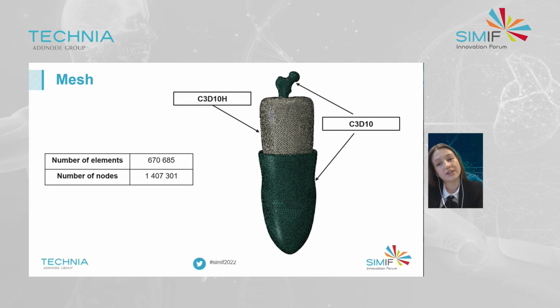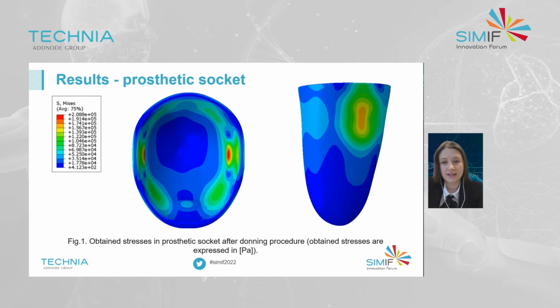Due to the complexity of the geometry, tetrahedral elements were used for all parts, and the applied element type was C3D10, and for the residuum limb, the applied elements were hybrid. Let's now move to the obtained results.